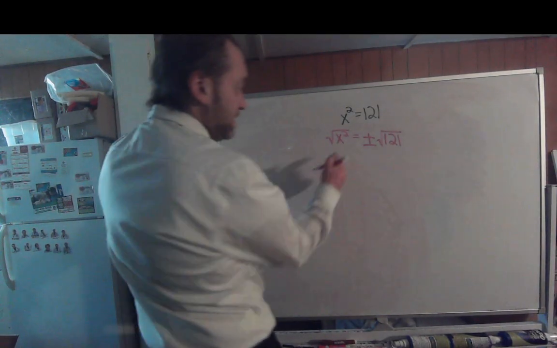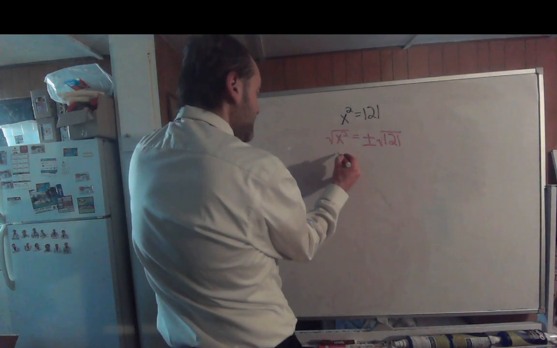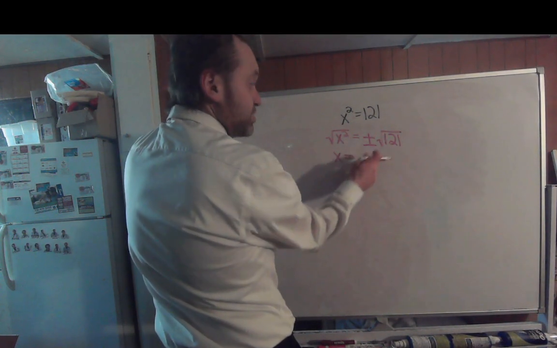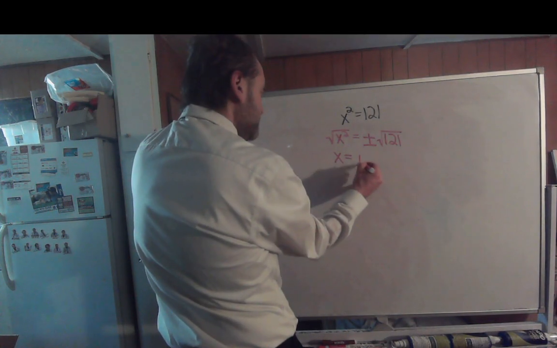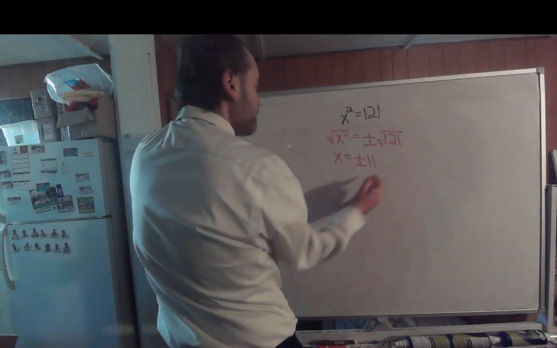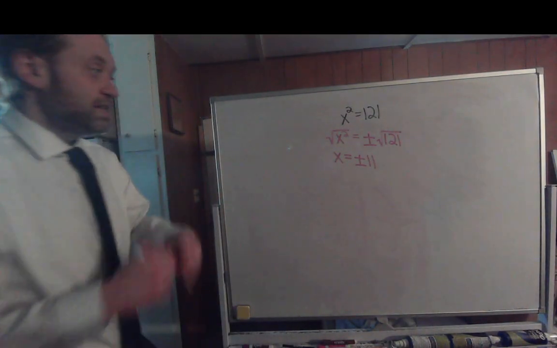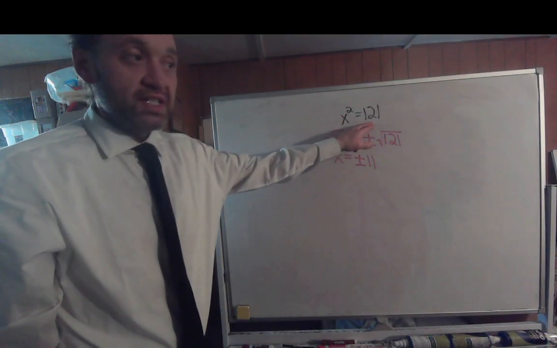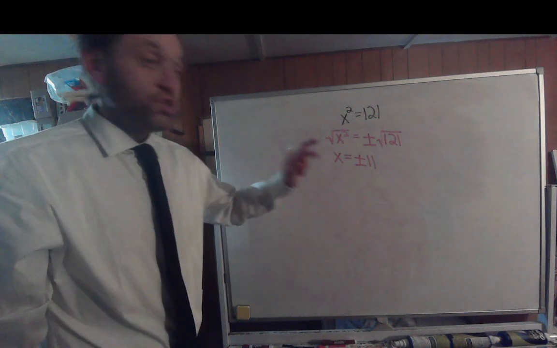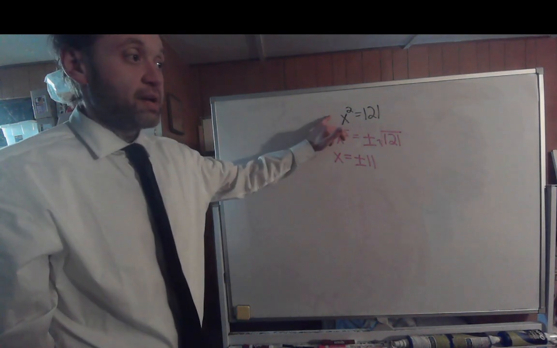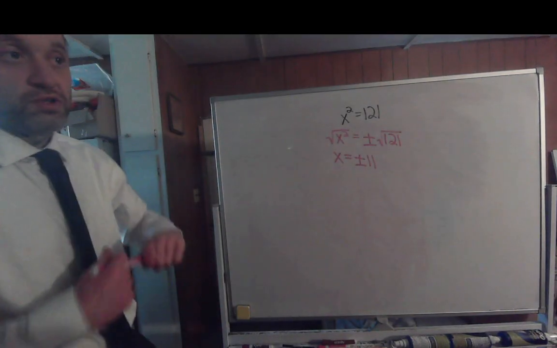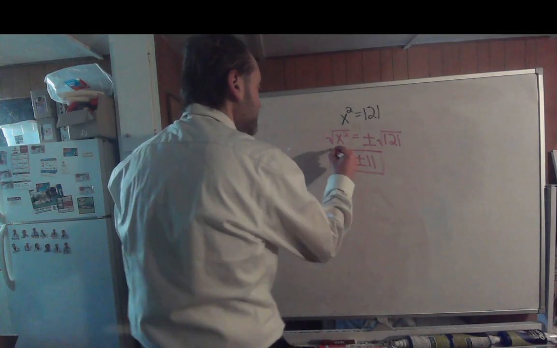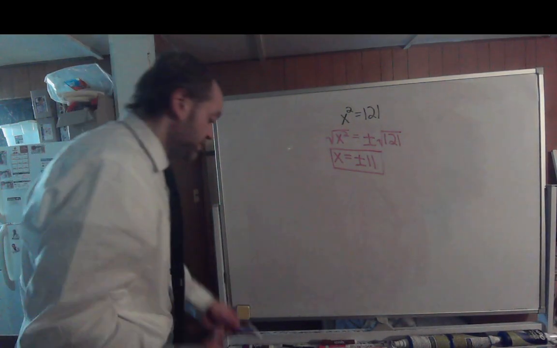So on the left side, the square root of x squared, you just get x. That would be equal to plus or minus the square root of 121, that's plus or minus 11. And the reason for that is, of course, if you take positive 11 and set it to the second power, you would get positive 121. But if you took negative 11 and set it to the second power, you would also get positive 121. So there's actually two solutions. X would equal both plus and minus 11.